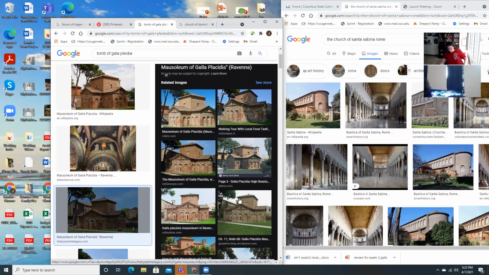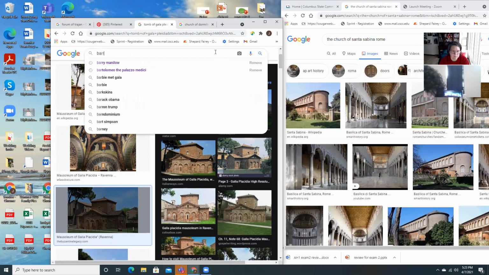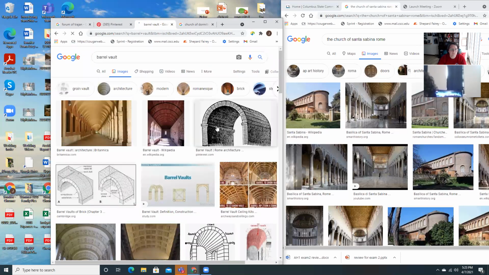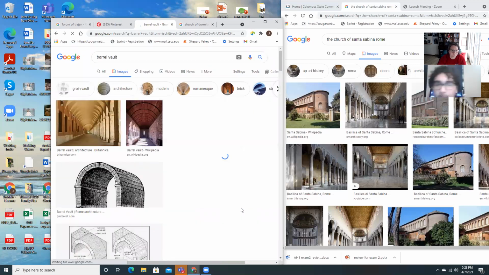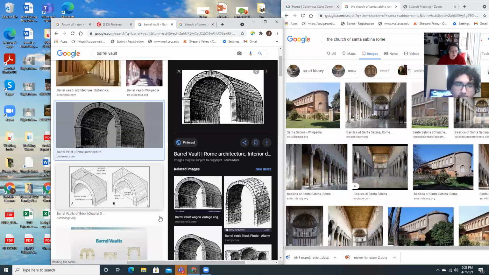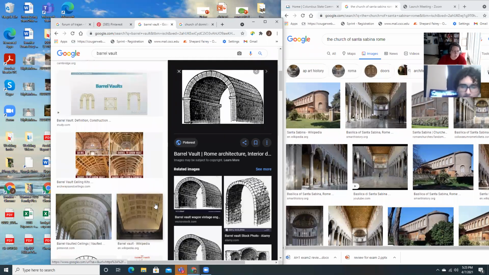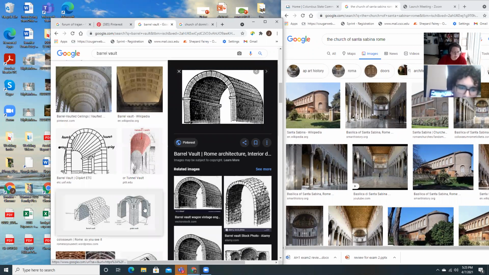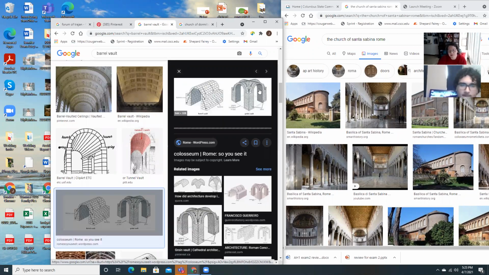So the Romans invent the barrel vault, right? That's this thing that looks like a tunnel. And then they go, what if I intersect the vaults? You get this groin vault when you intersect them at a 90-degree angle.